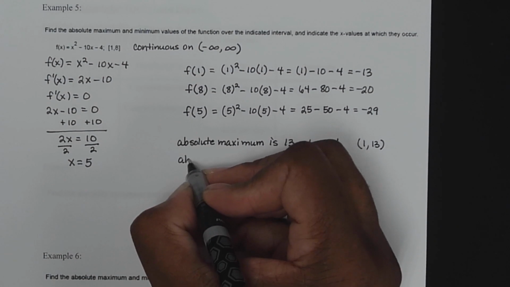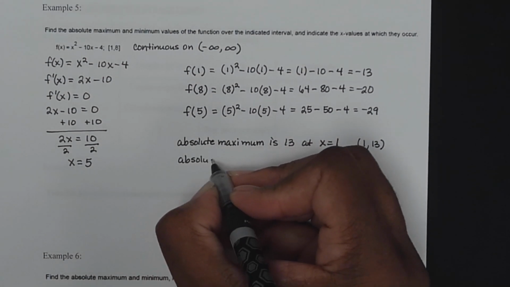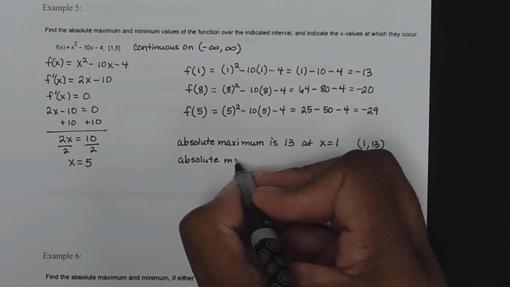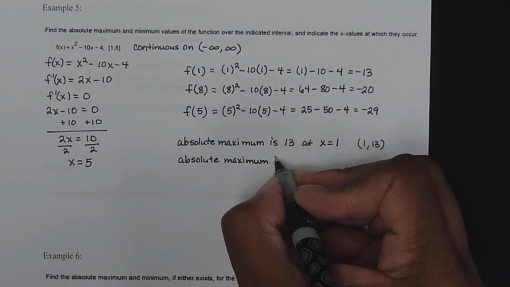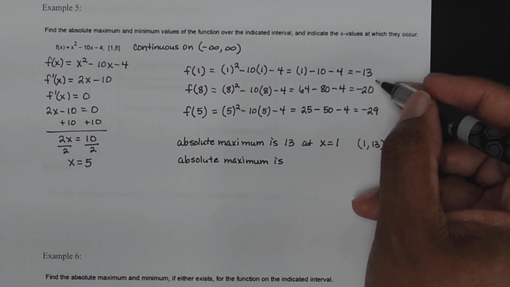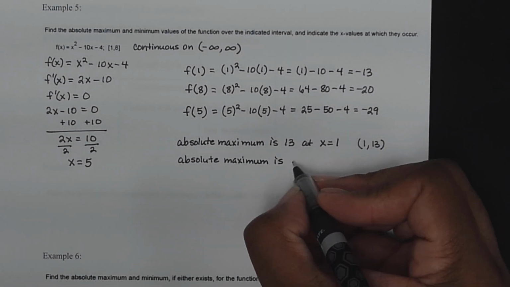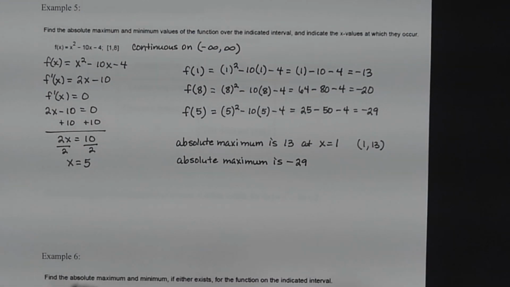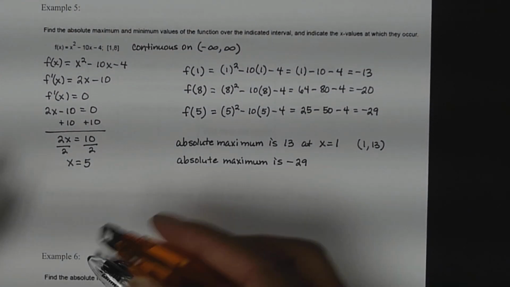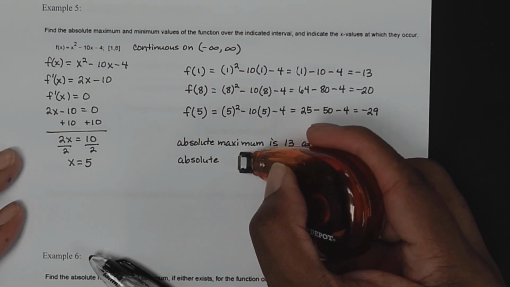And then for the absolute minimum, that's the smallest of all the values. The one that's furthest away from 0 is negative 29. So your absolute minimum is negative 29, not the absolute maximum. We already know what that is.